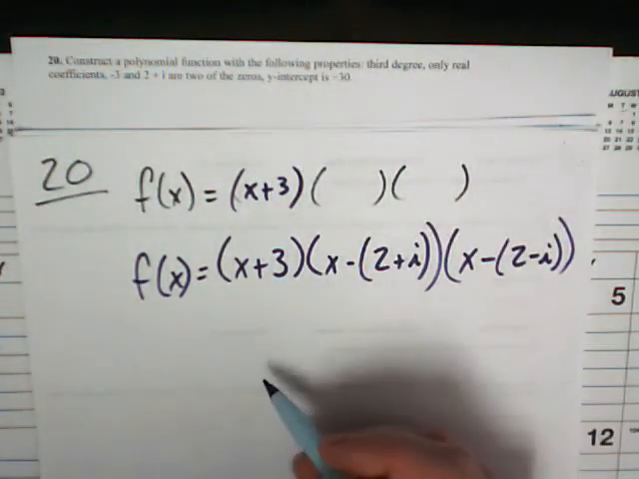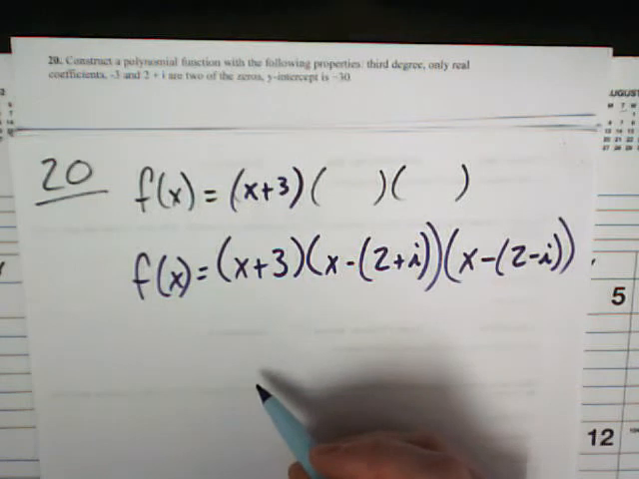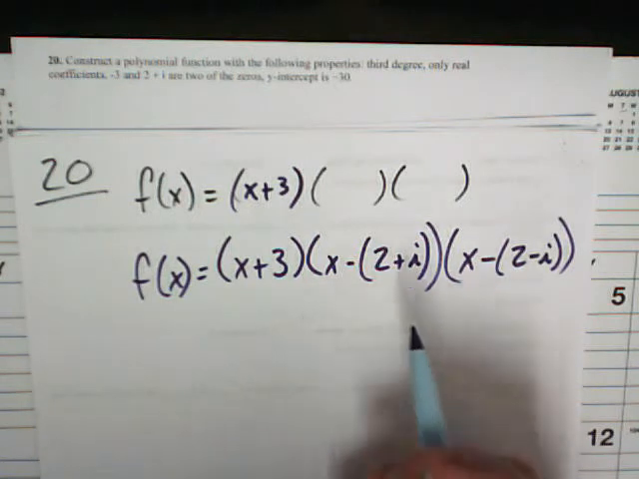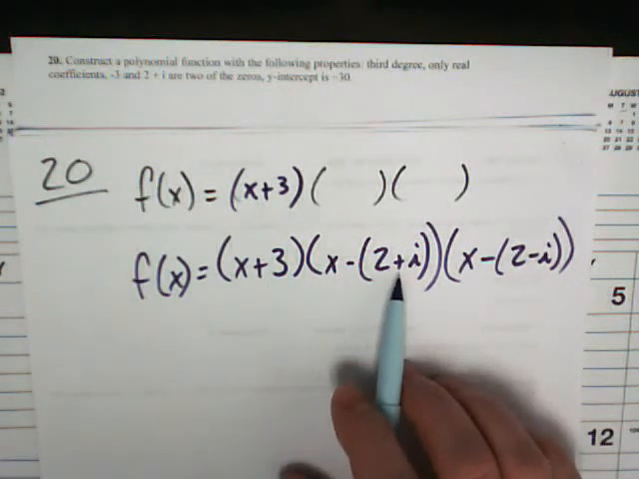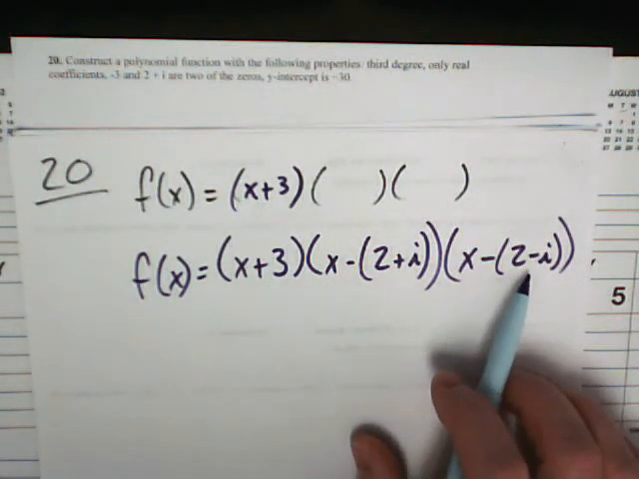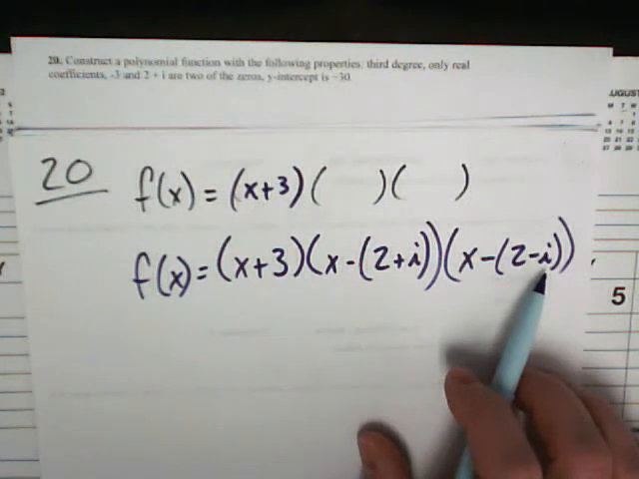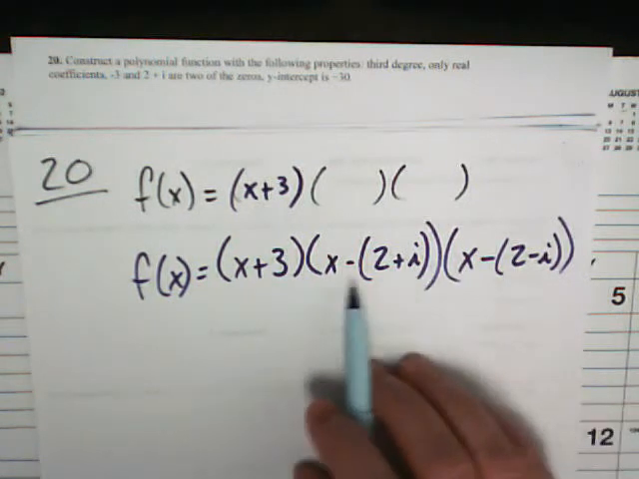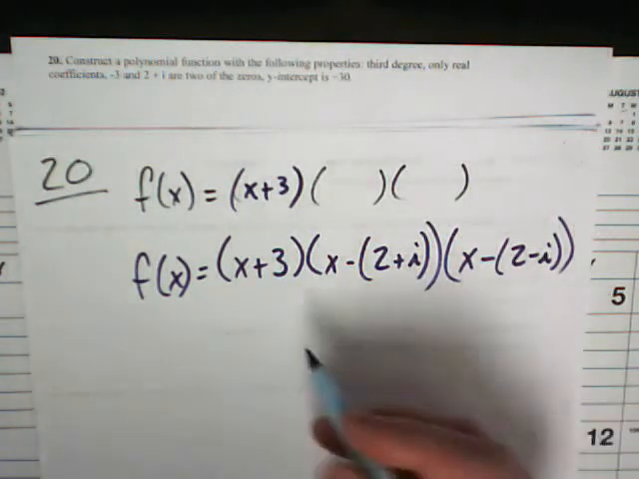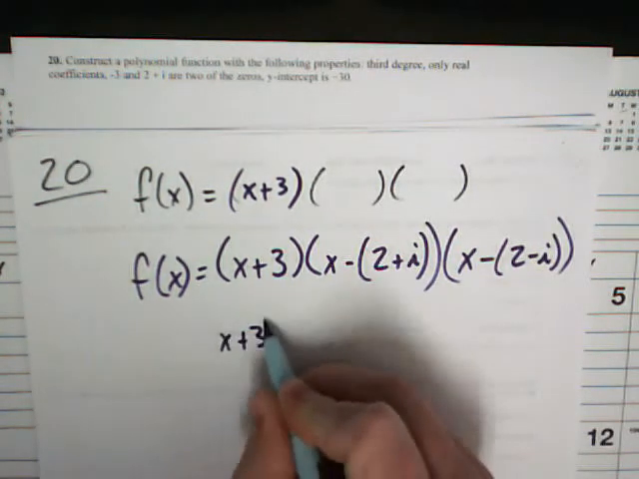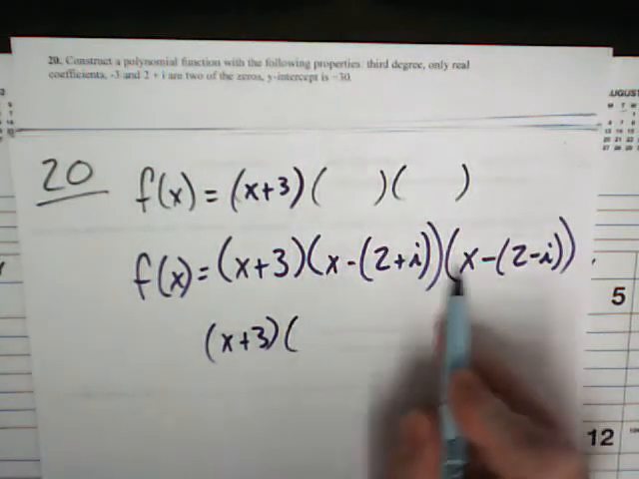So now I have to figure out, well, what would the y-intercept be? So what happens when you find the y-intercept? You put a 0 in for x. So if I put a 0 in for x, you get 3, negative 2 plus i, and negative 2 minus i. So what would happen? This i stuff is kind of giving us a hard time. So let's multiply this out and see what it actually looks like. I'm not going to multiply this part yet. So I'm going to multiply these two guys together.